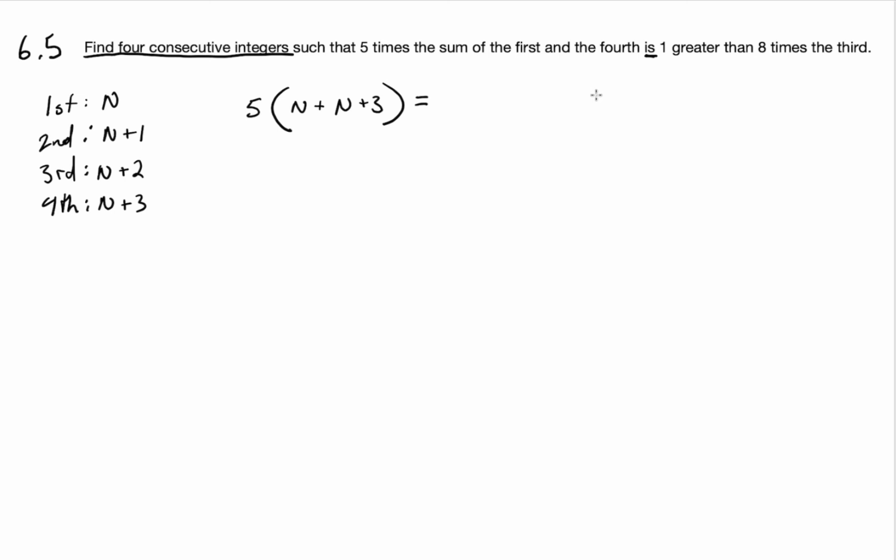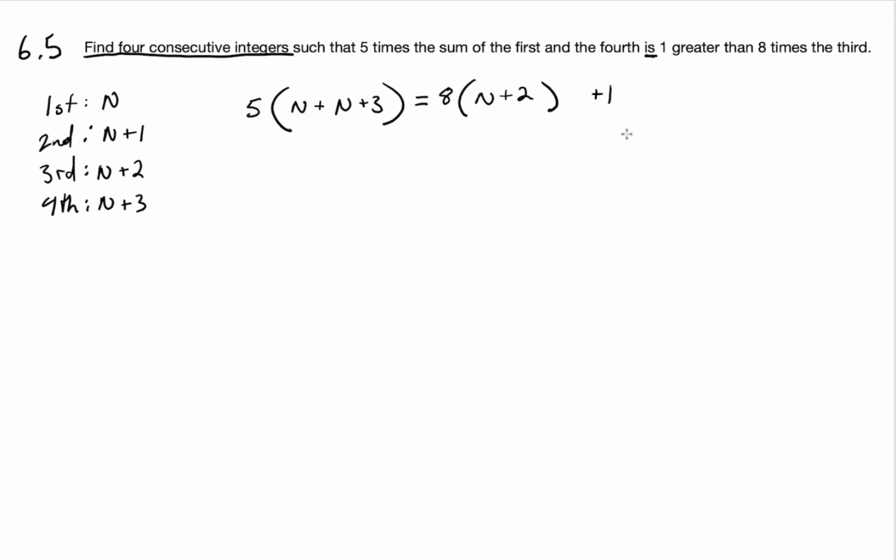1 greater. So we're going to add 1 to something. Then, that's what we're adding it to, 8 times a third. 1 greater than 8 times a third. So 8 times, and the third is n plus 2. All right, so here's our problem.